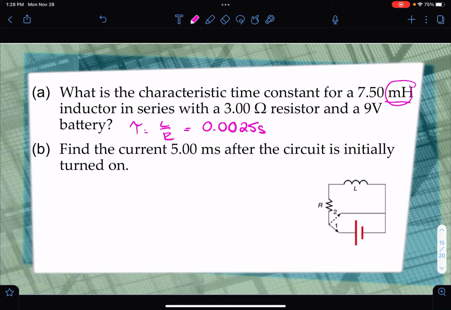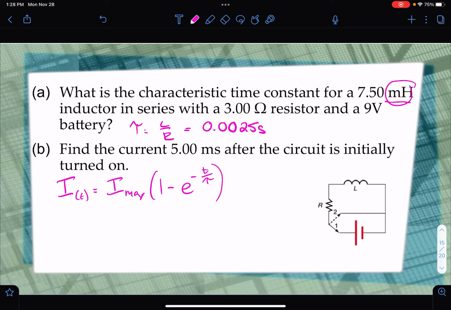Okay, so find the current 5 milliseconds after the circuit is initially turned on. That's why we're going to find the current at a certain time. So we're going to have our I max times 1 minus e to the negative... We already know tau, so I'm going to do t over tau instead of having to use R t over L.